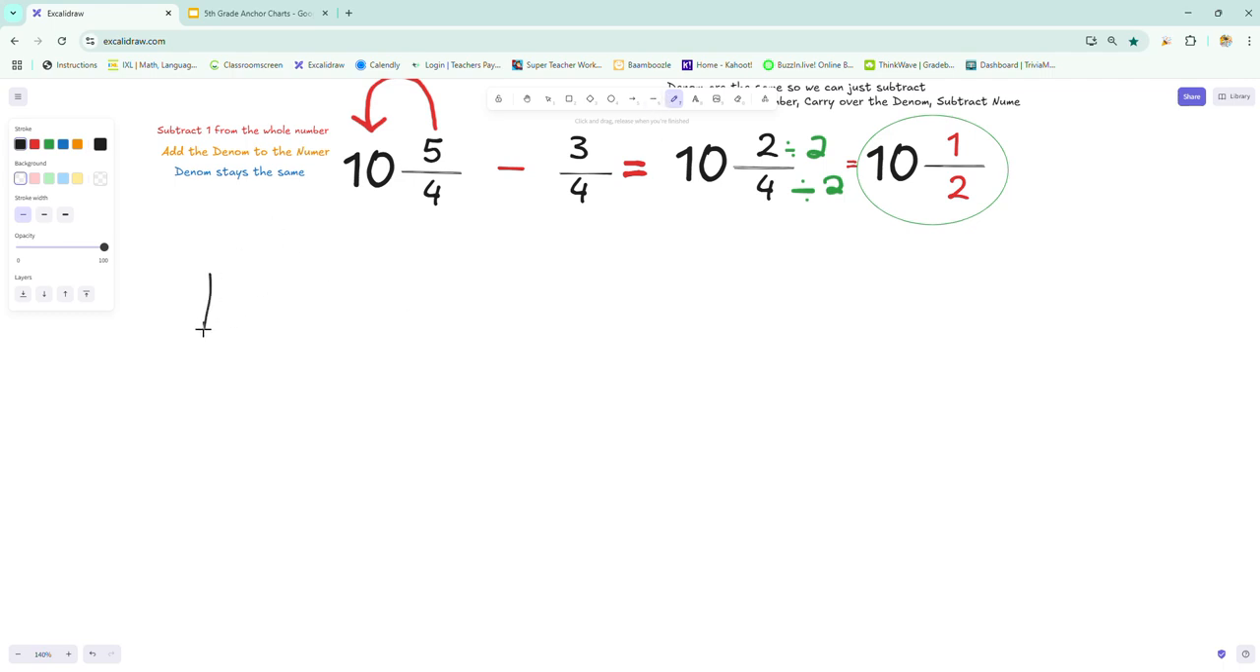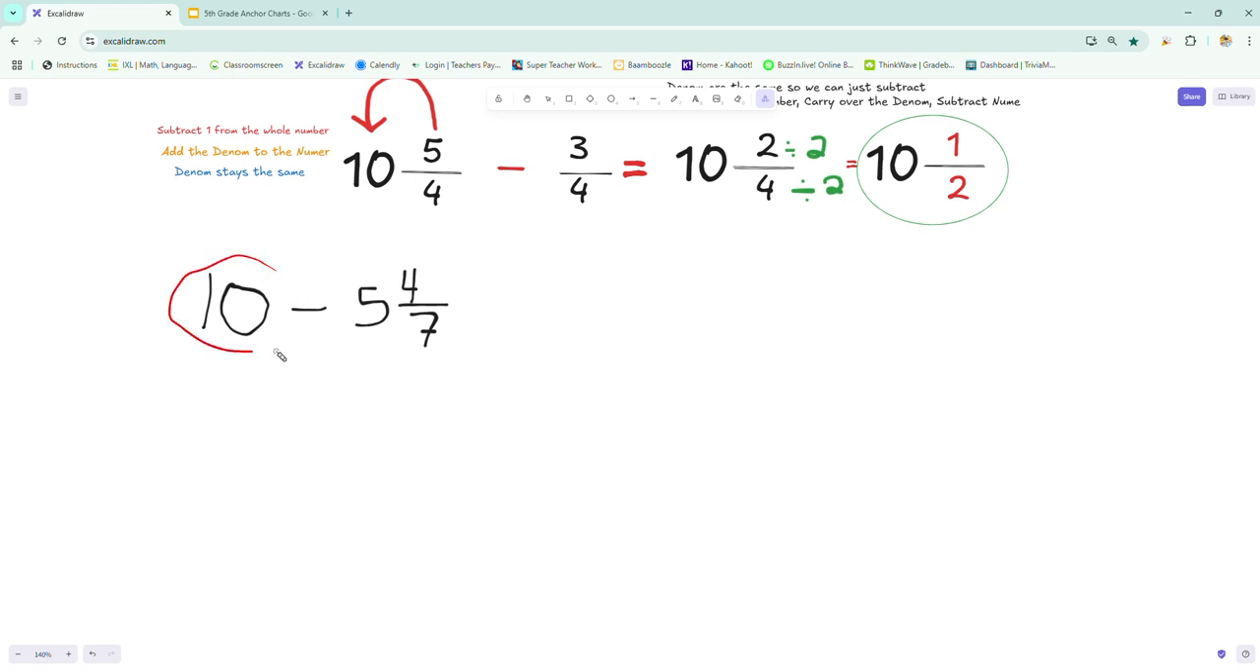So I'm going to go ahead and write that down. 10 minus 5 and 4 sevenths. I'm sorry, I said 5 and 4 tenths. 5 and 4 sevenths. So just to note a few things, we're subtracting 5 and 4 sevenths from 10.